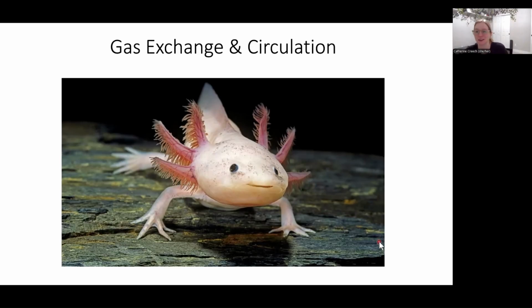I also think these critters are adorable. They're from Mexico, around the area of Mexico City, and they still live out in the wild, even though their habitat is endangered. But just the cutest little critters. So let's get into it.